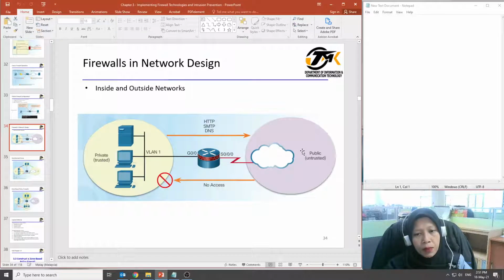But from the public to the private, usually we will deny. Why? Because the public should not have access to all this private property, either IP or data or a server. Usually we will deny.